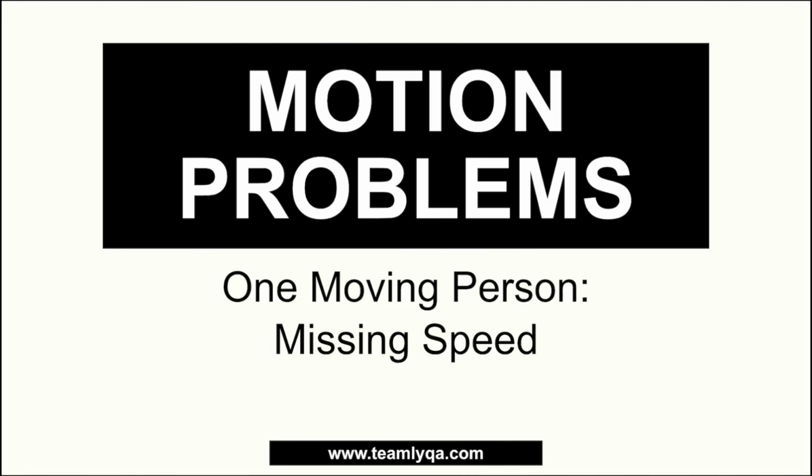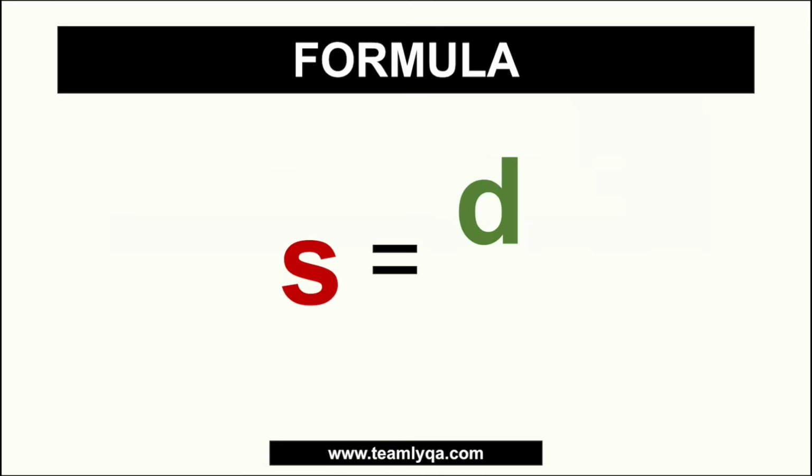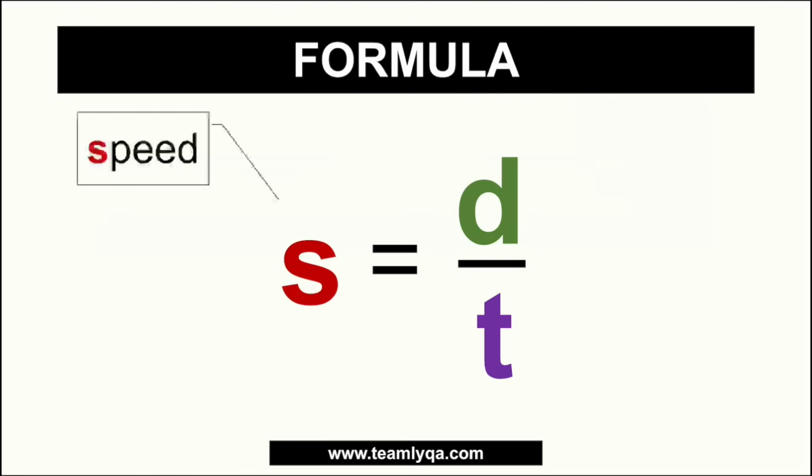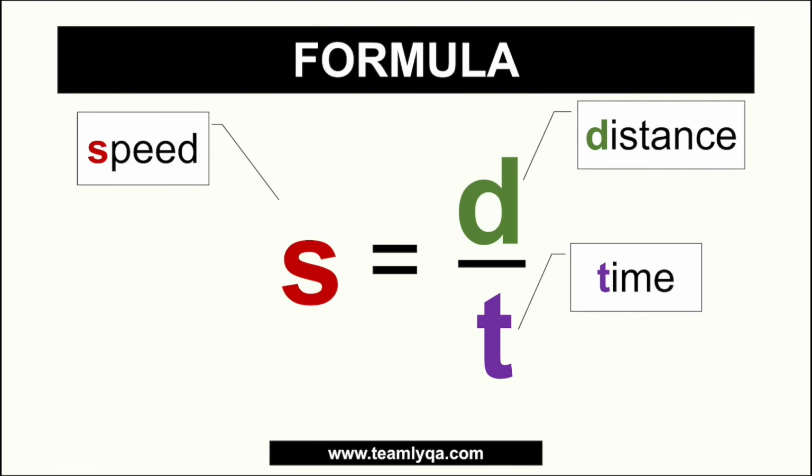For our motion problems, we're going to break it down step by step. So ito yung pinaka-fundamental part ng lesson na ito. We're going to talk about one moving person or vehicle and nawawala yung speed. Ang pinaka-base formula ng motion problems ay ito. S is equal to d over t. And what does that mean? Ang S would be our speed, yung d ay distance, at yung t naman ay time.